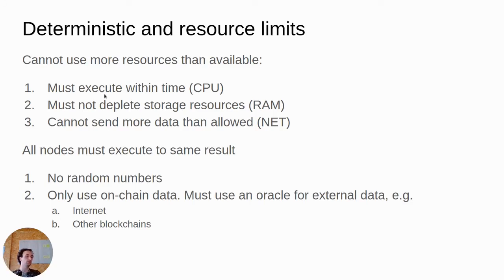So lastly, all nodes have to come to the same result. That means they can't rely on random numbers, because if every node generated a different random number, the execution would be different. And it can't rely on any external services, because it may get a different response. If you look at an HTTP API, it may give a 500 error, or it may give you the results. Every time you execute it, it will give you something different. So that is a non-determinism component that can't be introduced into the system.